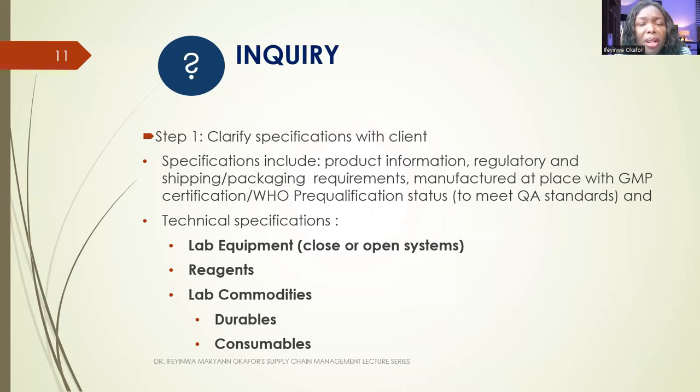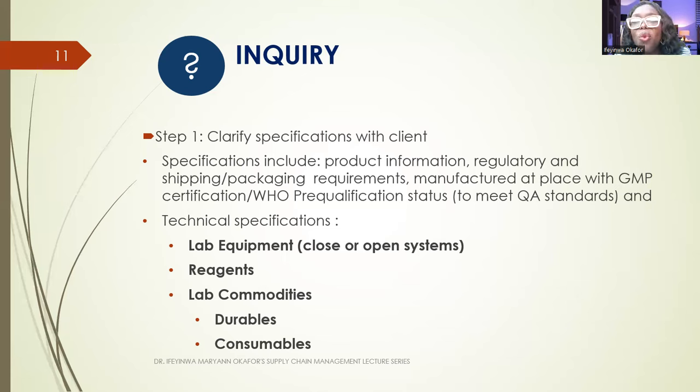The first thing you do during this stage is you need to clarify specification with the clients. Specifications include product information, regulatory and shipping packaging requirements, manufactured at a place with good manufacturing practice, certification with WHO, pre-qualification status to meet quality assurance standards. And you also consider technical specifications.